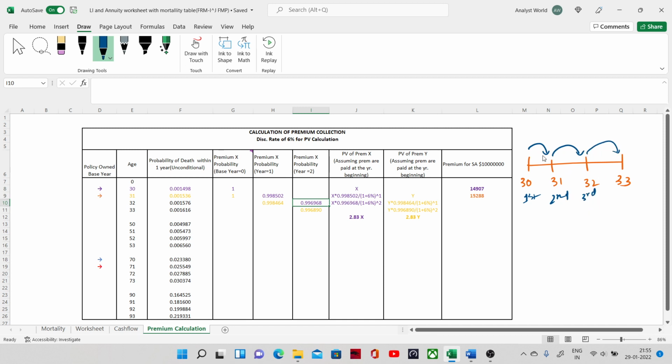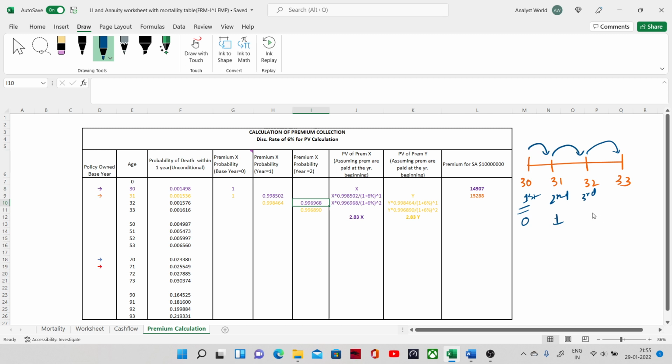These arrows indicate the policy coverage once the premium has been paid. So he pays the premium on the 0th day. The second premium he pays at the end of the first year itself, or the beginning day of the second year itself.